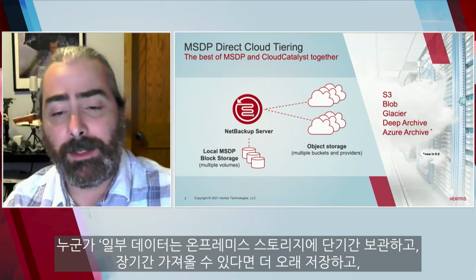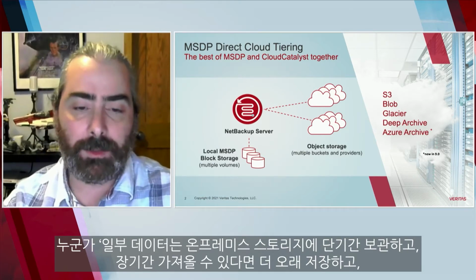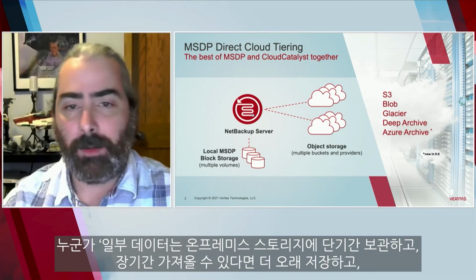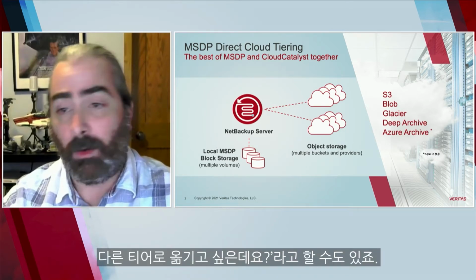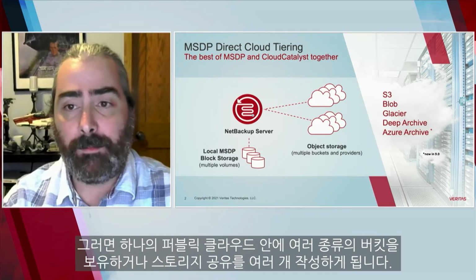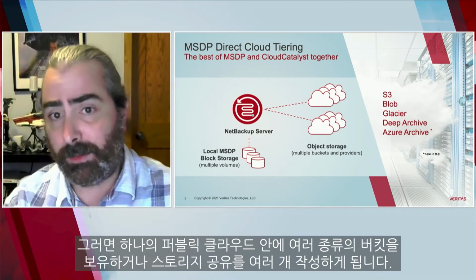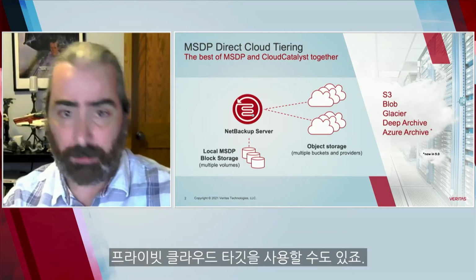But the big idea is that somebody might say, I want to have some on-prem storage and I want to keep it for a short period of time. But when I get into longer term and I want to store it longer, I want to move it to a different tier or tiers, right? So you can have multiple types of buckets or multiple storage tiers inside of one public cloud. You can use a private cloud target.